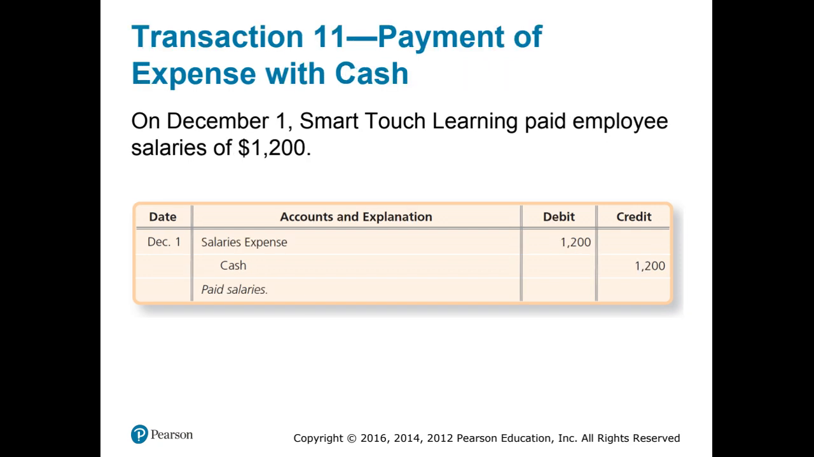On December 1st, we paid employee salaries of $1,200. So we're going to debit salaries expense for $1,200, credit cash for $1,200, and note that we paid salaries.